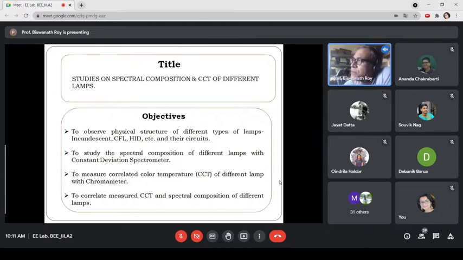The attribute of our visual system is that we can perceive different wavelengths as different colors. This is not an attribute of visible radiation, right? We perceive different wavelengths as different colors. So by observing the color, we can say, yes, this is red, so the wavelength is of the order of 600 nanometer. This is blue, the wavelength is of the order of 430 nanometer, like this.